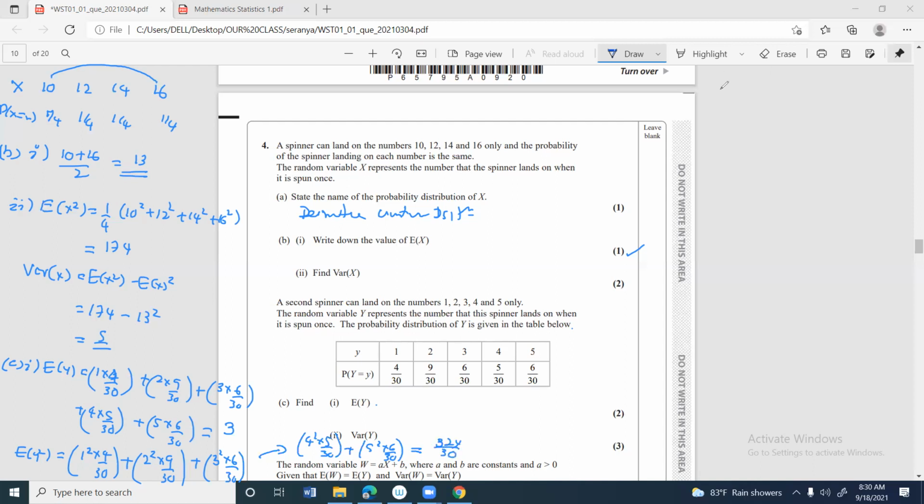Then we can get the variance of Y, which equals E(Y squared) minus (E(Y)) squared. E(Y squared) is 324 over 30, minus E(Y), which is 3, squared. That gives the variance of Y over here. Okay.